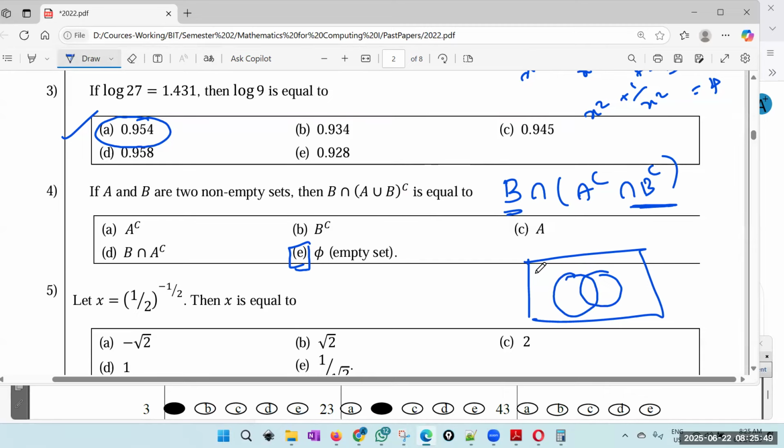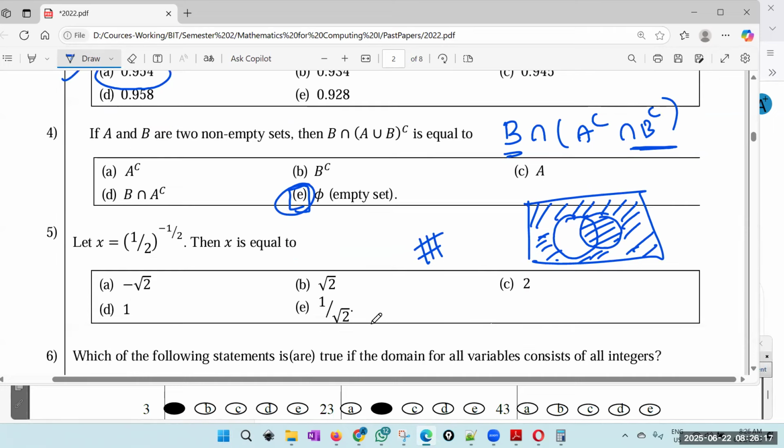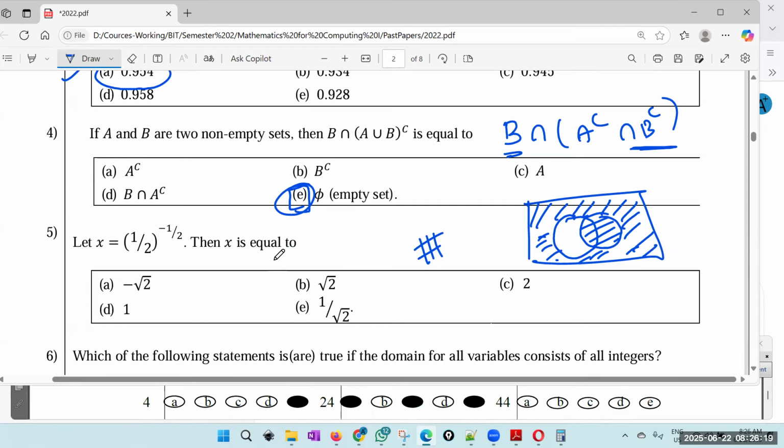A union B complement, that is this, not belong to A union B. Intersection belong to B, so it must belong to B as well as belong to A union B. So there's no intersection, right? Intersection means double cross lines. There are no cross lines. So therefore, definitely the answer is C. I double checked two ways, graphically as well as using rules. Answer is C.